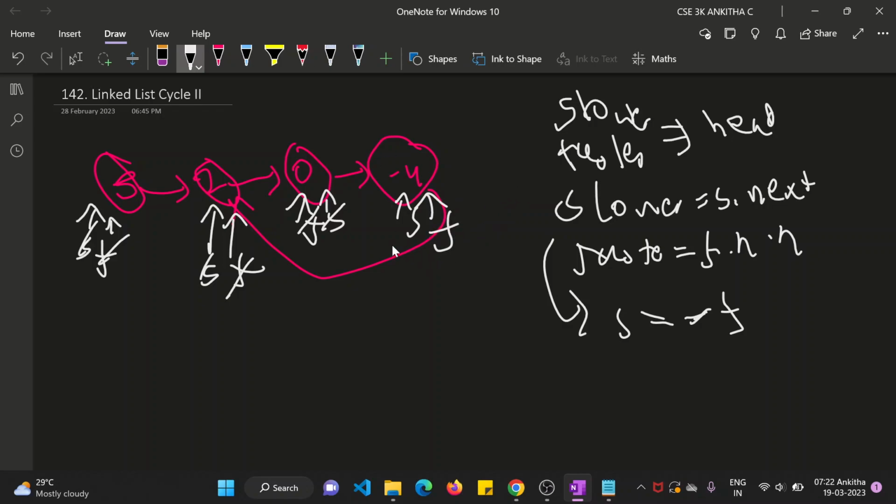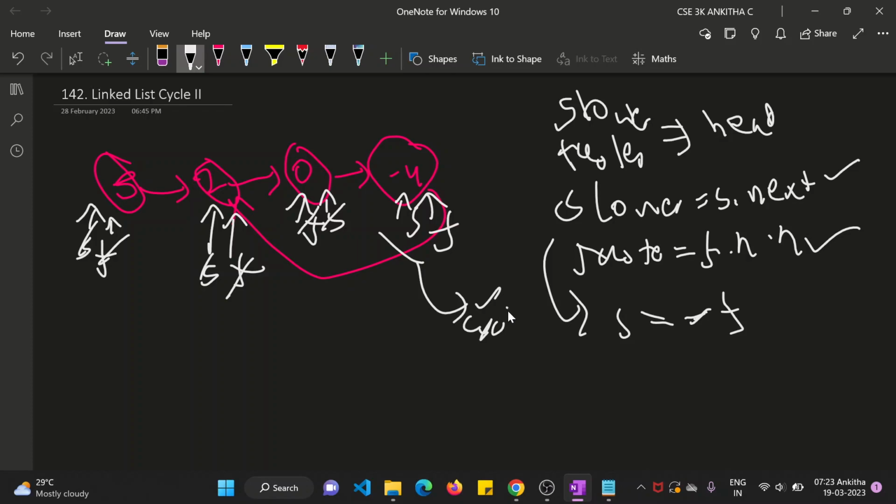Hence you can see both slower and faster have coincided here. So that means there is a cycle in the linked list. You can see the cycle. So why are we performing this slower dot next and faster dot next has been explained in the previous video. The link has been provided in the description box. You can check that out and come back to this again. So now this proved, yes, there is a cycle in the linked list.